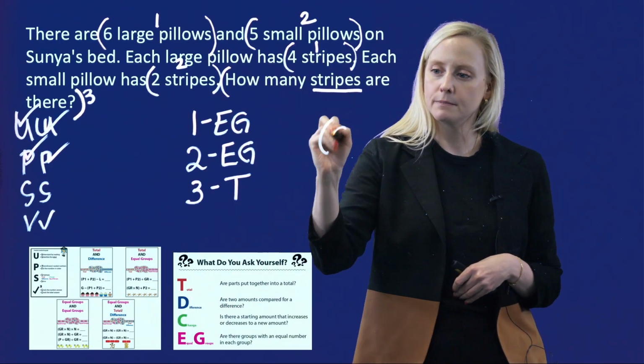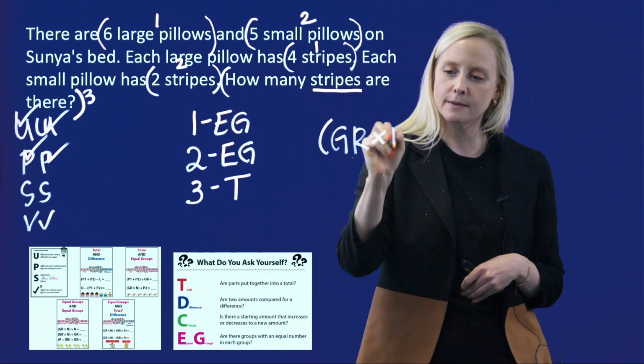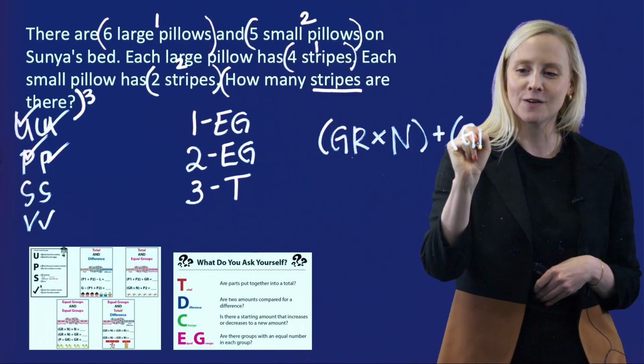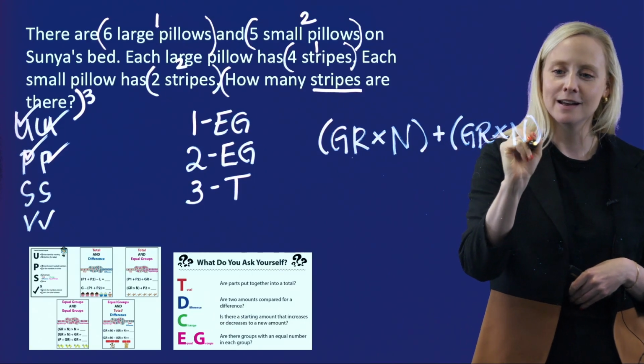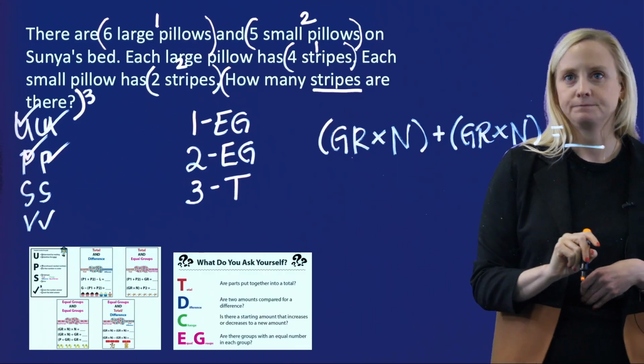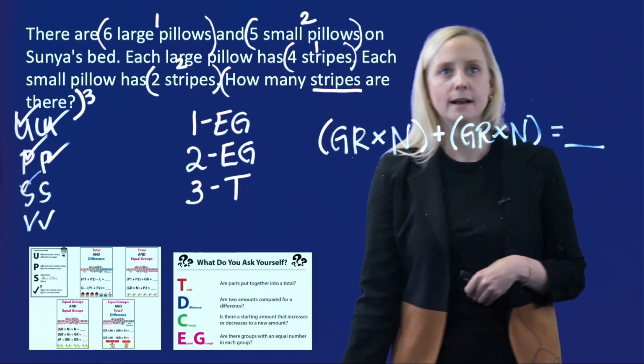So I'm going to write open parentheses, GR times N, close parentheses, plus open parentheses, GR times N, close parentheses is the same as blank. Thanks for bearing with me with this squeaky marker. Now I can plug my numbers in.